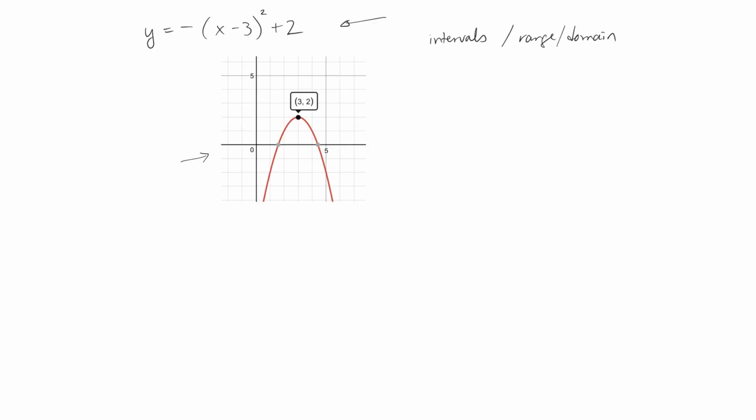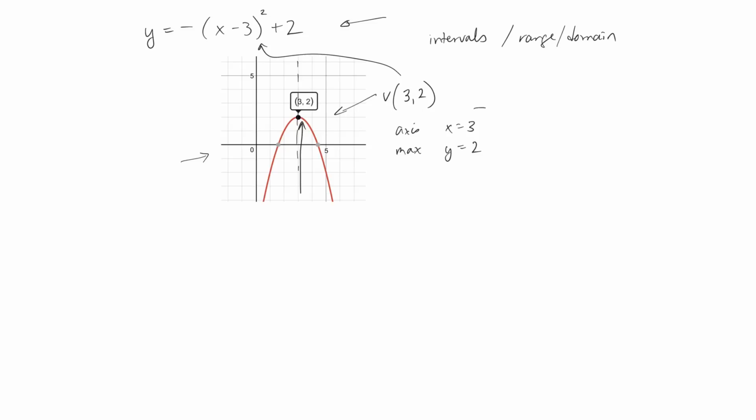And so I can see that the vertex of this function is a positive 3 and a positive 2. I can see that from here. Also, the vertex form gives me that as well. I know the axis of symmetry then is this line, so the axis of symmetry is x = 3. I also know that it's a maximum graph because it opens down, and so there's a maximum value of y = 2. Can't go any higher than that.